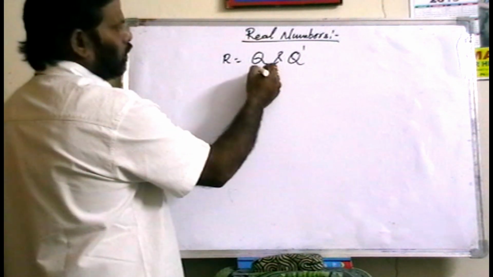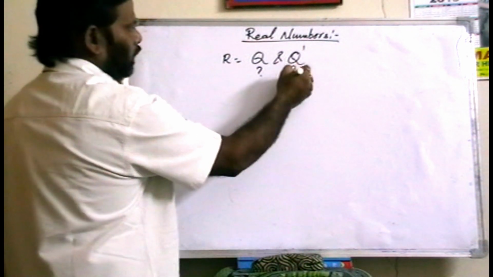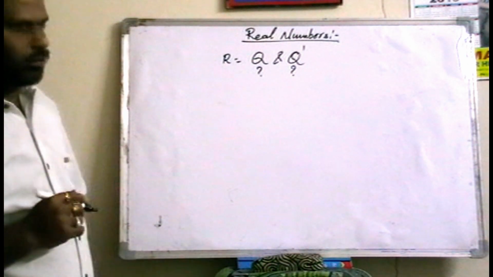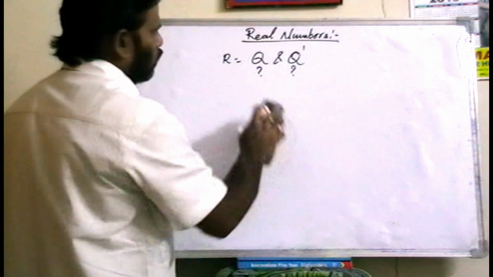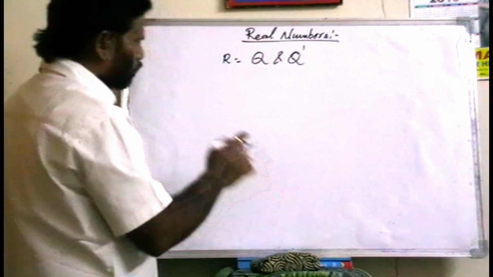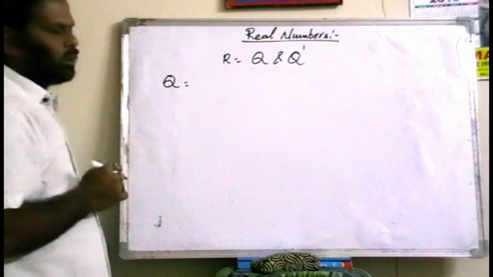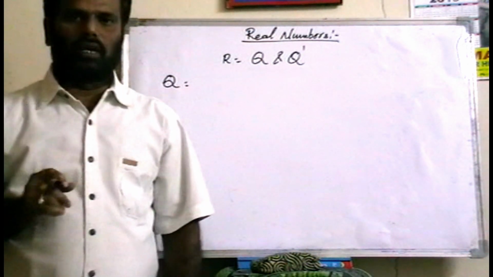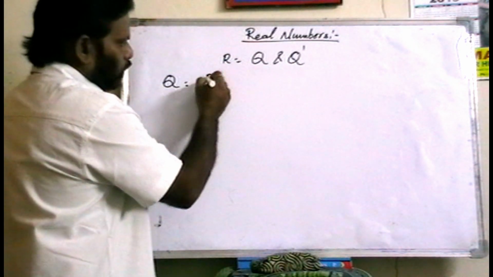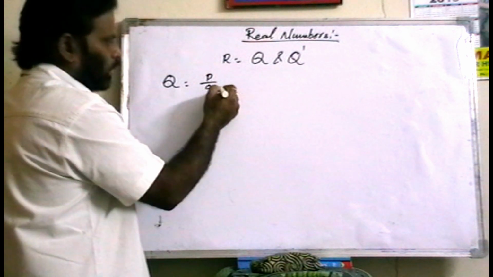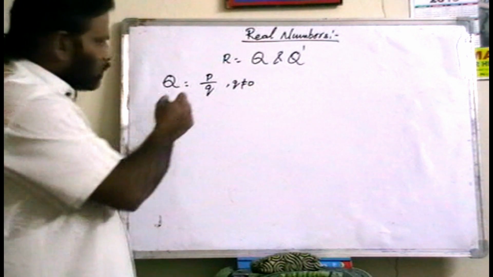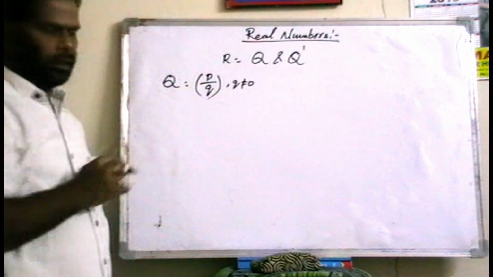Now what is rational and irrational? Which numbers are rational and which are irrational? First, rational numbers. Rational means only a number which can be written in the form of p by q, where q is not equal to 0. That type of number is called a rational number.